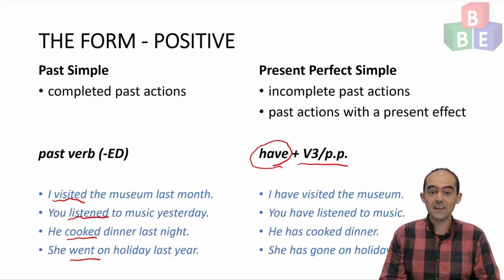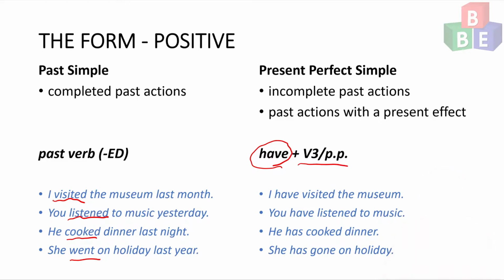Now, remember that the have can be contracted, so it would be I've visited the museum. You've listened to music. He's cooked dinner. She's gone on holiday. This contracted form is very common, especially in speaking.